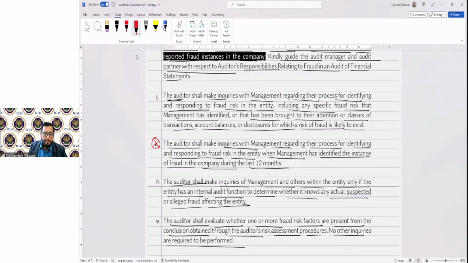The auditor shall make inquiries of management and within the entity only if there is an internal audit function. No, inquiries do not depend upon the internal audit function. See, when there is an IA function, you can make additional inquiries, but if there is no IA function, that doesn't stop you from making inquiries with the management.